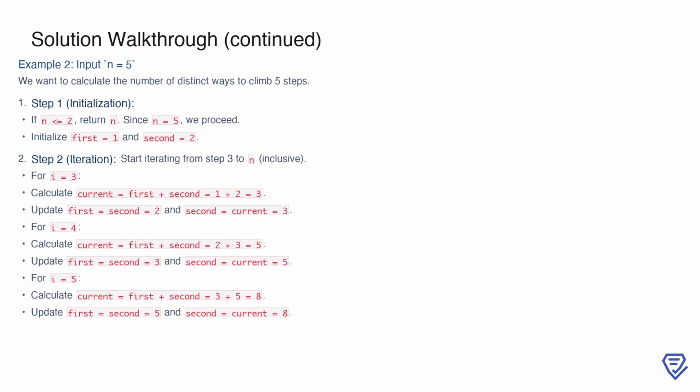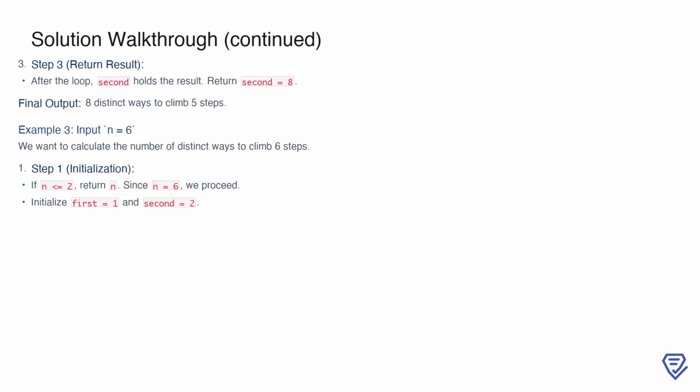Moving to step 4, we calculate current as 2 plus 3, giving us 5. We update first to 3 and second to 5. Finally, for step 5, current is calculated as 3 plus 5, which equals 8. We update first to 5 and second to 8. These calculations give us the number of ways to climb each step incrementally. After finishing the iteration, the value of second now holds the final result. For n equals 5, second is 8, meaning there are 8 distinct ways to climb 5 steps.